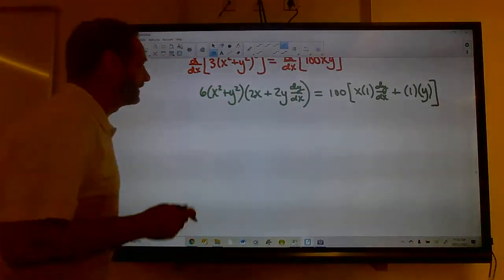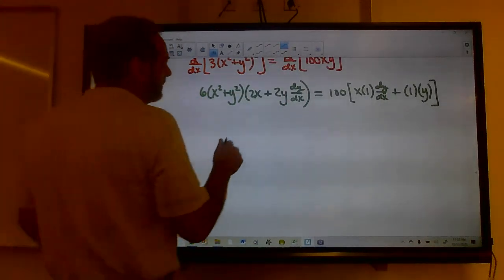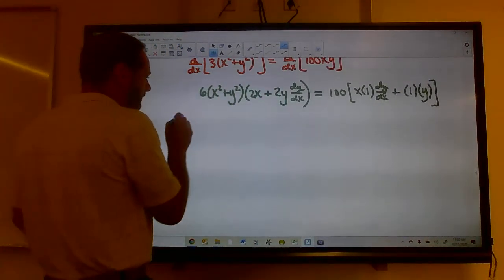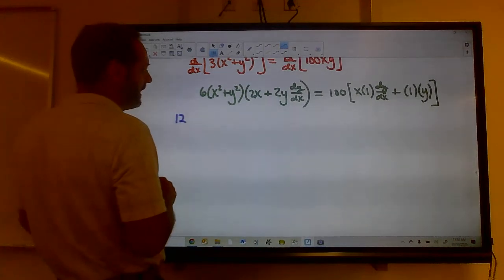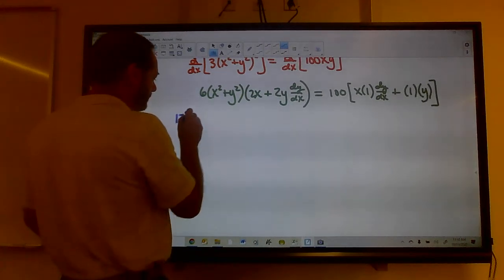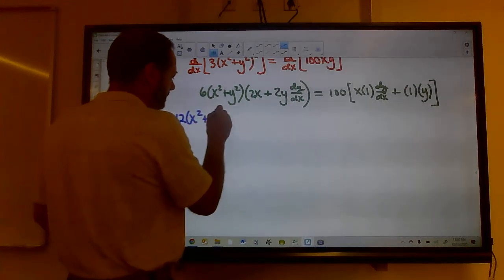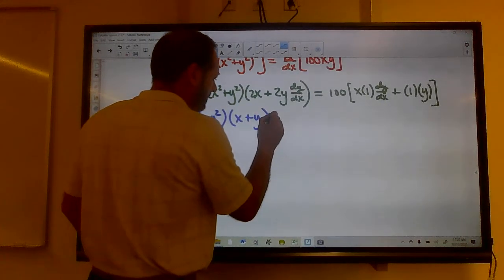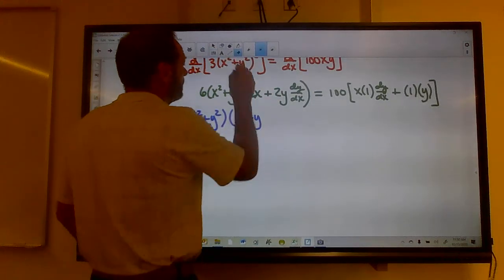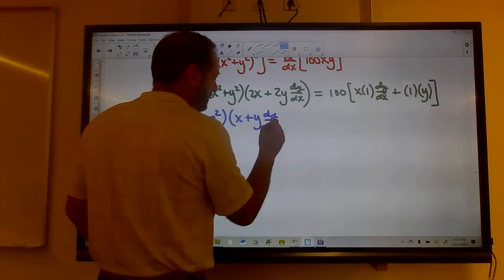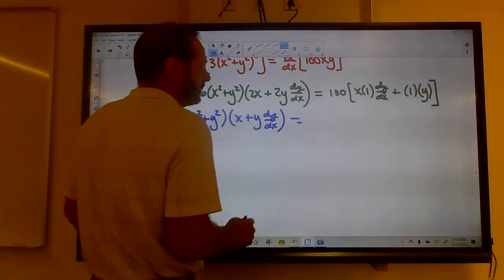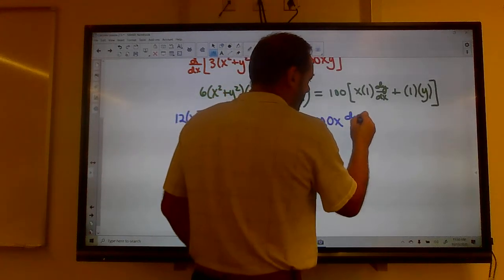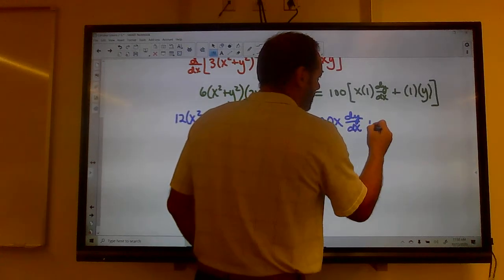Now we've got a lot of cleaning up to do on this problem. The first thing I'm going to do is factor out this 2 here, bring it out in front. 2 times 6 is 12. Let's just take it baby steps here. And we'll clean up this side, so this is going to be 100x dy/dx plus 100y.